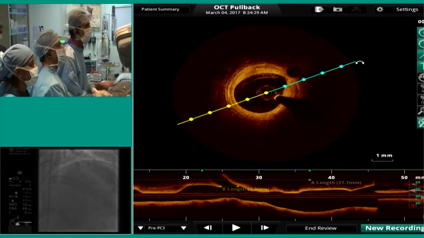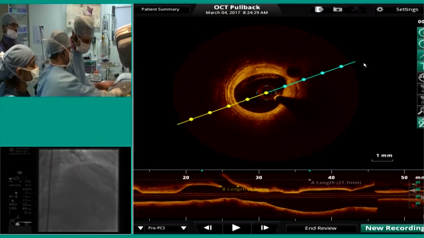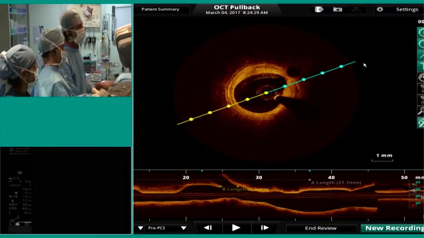I really think you made a beautiful illustration of how revealing the OCT can be. I think we're much more informed about the pathology after the OCT than we were before.